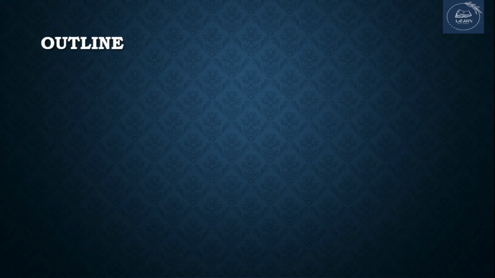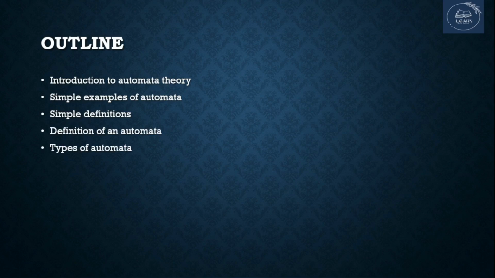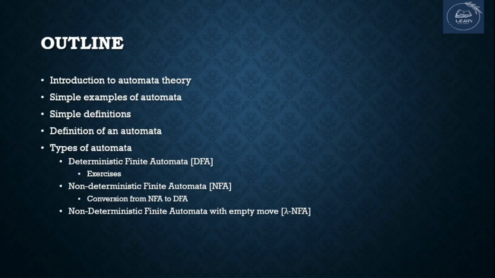The outline of what we'll be doing today is, firstly, introducing what an automata is, looking at some simple real-life examples of what an automata is, looking at some simple definitions of the terms we'll be using in this course, the definition of what an automata is, and looking at the types of automata, which basically means we'll be looking at DFAs today in this video. Then in subsequent videos we'll be looking at the non-deterministic finite automata, which are called the NFAs, and also the non-deterministic finite automata with empty moves, which is also known as the lambda NFA.